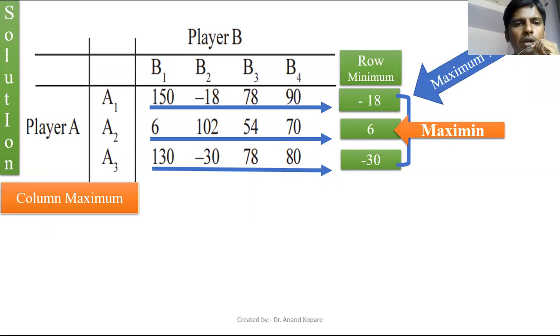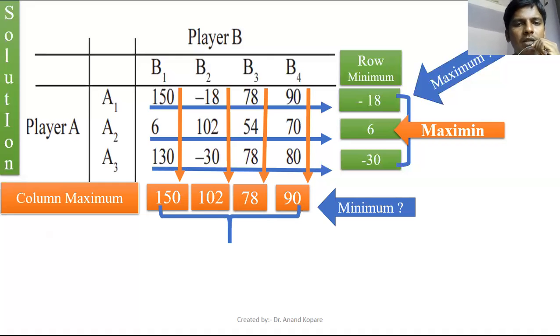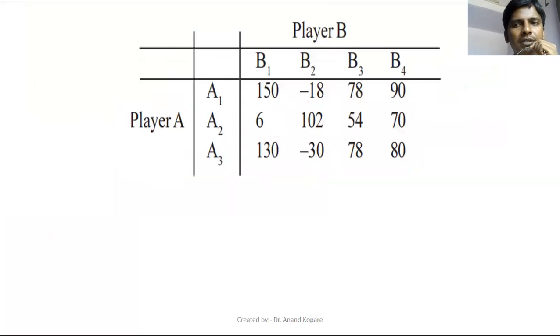That is your maximum of the minimum. The same way, we have to find the column maximum, the maximum value of each column. In the first column, 150 is the highest value. The maximum in the second column is 102. The maximum in column number 3 is 78, and in the last column it is 90. From these maximum values, we have to find the minimum value, and the minimum value is 78. That is the minimum of the maximum. Here we can see the maximin and minimax are not the same, hence we need to apply dominance rules.